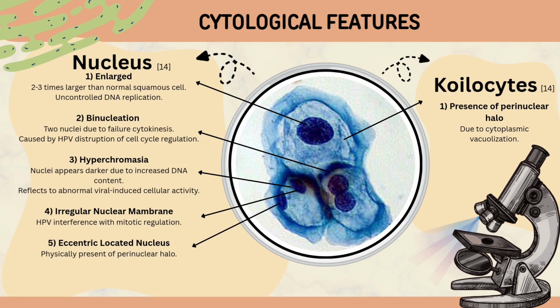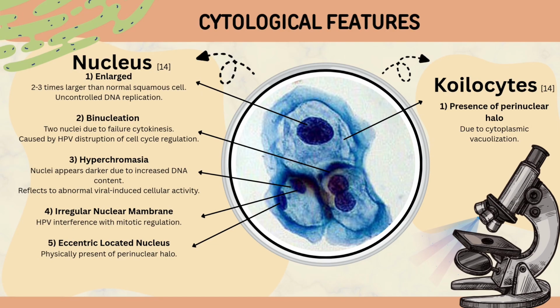First, let's focus on the nucleus. In koilocytes, the nucleus is enlarged, about 2 to 3 times bigger than normal. This enlargement is caused by uncontrolled DNA replication. Second, there may be binucleation. Sometimes there are 2 nuclei in one cell. This happens because HPV disrupts normal cell division, causing the cell to fail to split properly.